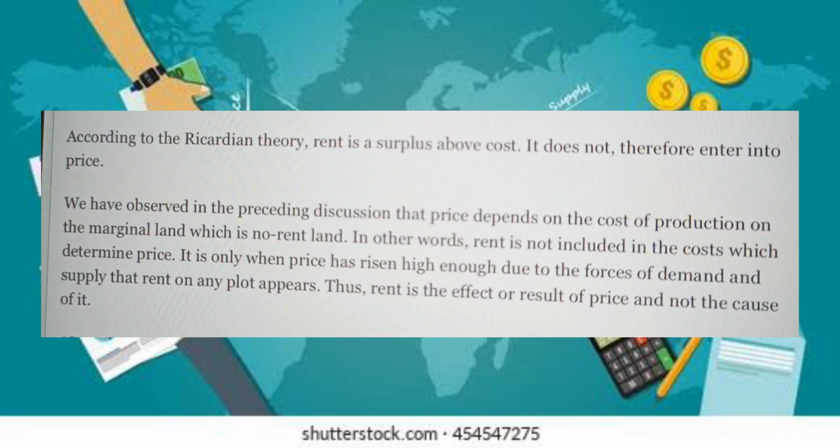So according to the Ricardian theory, rent is a surplus above cost. It does not therefore enter into price. We have observed in the preceding discussion that price depends on the cost of production and the marginal land, which is no-rent land. In other words, rent is not included in the cost which determines price.